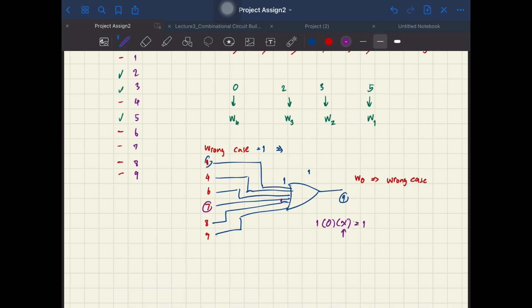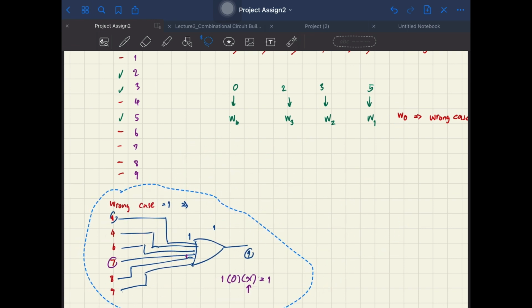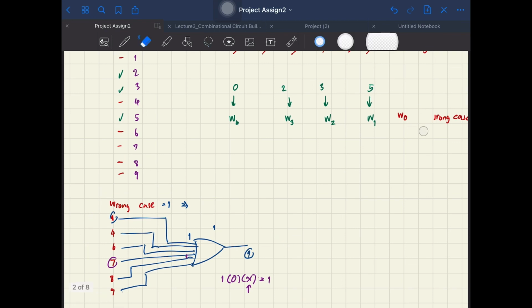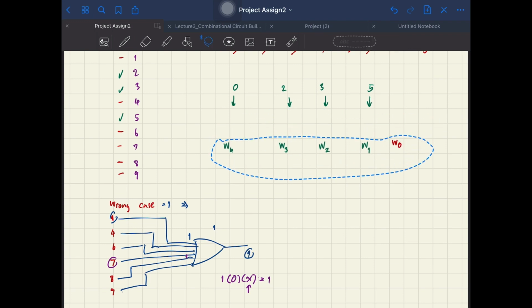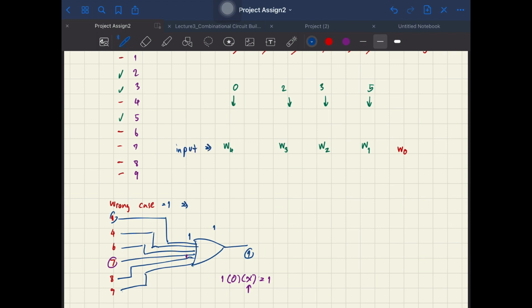So now here I have about 5 inputs, right? So my 5 inputs are W4, which is pressing the 0 button, and W3, W2, W1, pressing 2, 3, 5 respectively, and the last one is the wrong case. So I must rearrange here. So I put this as my input. I call this the input. It means that I have about 5 inputs.